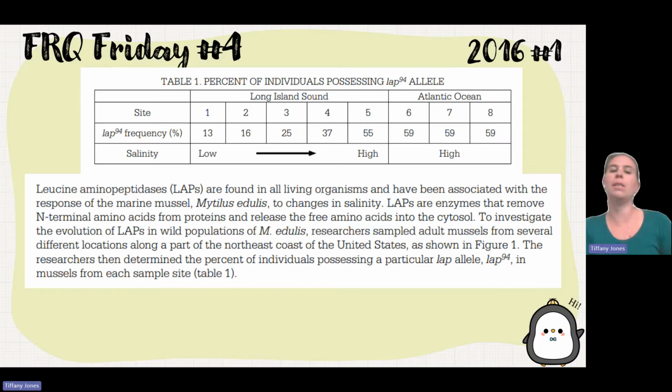And so they then go on to explain some stuff to you. They say that laps are found in these organisms. They're associated with a certain muscle, and it has to do with changing in salinity. These are enzymes that remove amino acids from proteins and release these free amino acids into the cytosol. So that means I'm going to have an increase in the concentration of these amino acids in my cytosol. So to investigate the evolution of the laps in the wild populations of these mussels, they sampled a various number of mussels, and then they gave you, of course, the data that we see in our table.